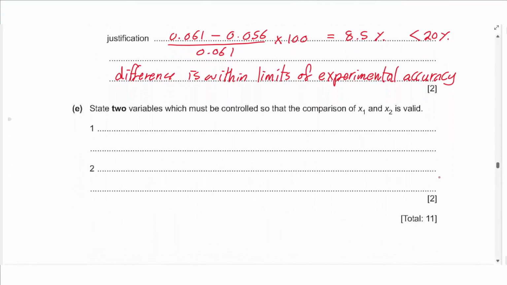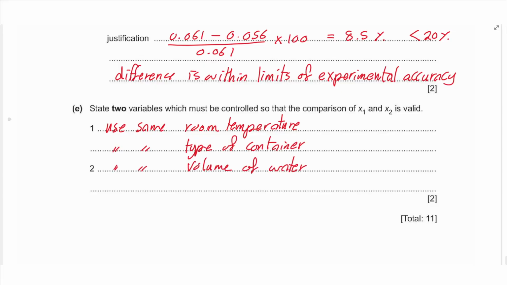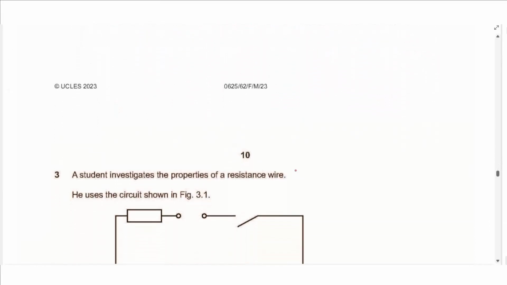State two variables which must be controlled so that the comparison in x1 and x2 is valid or a fair comparison. We were comparing the effect of the initial temperature on the rate of cooling. So we keep that variable, but everything else we keep the same. So we can use same room temperature, we can use same type of container, same volume of water, any two of these. Now we go to question 3.